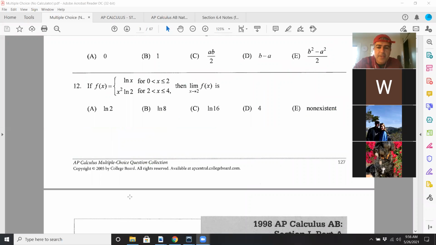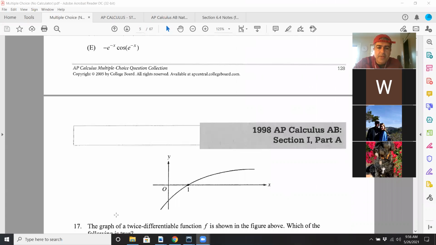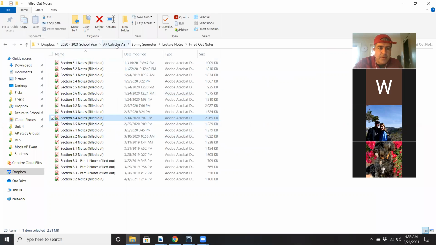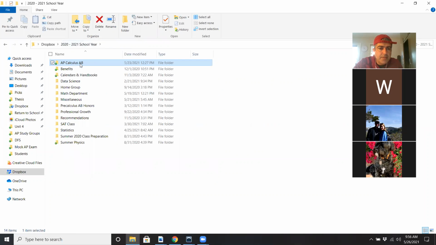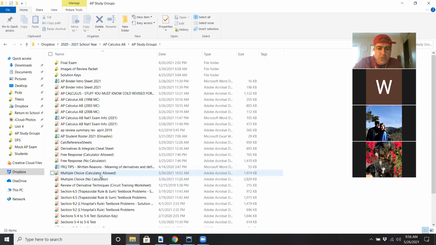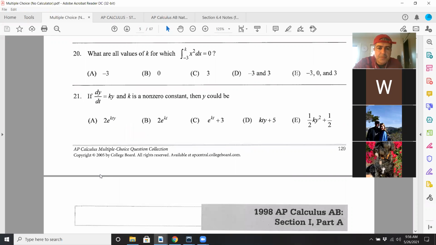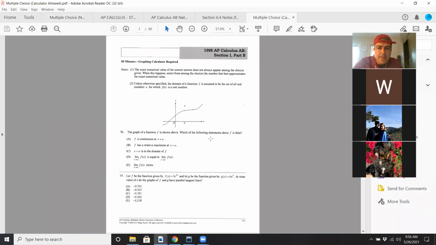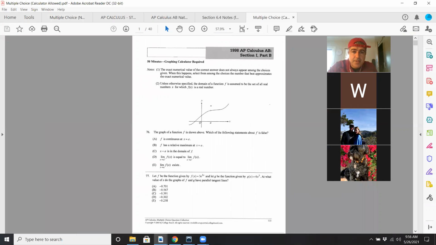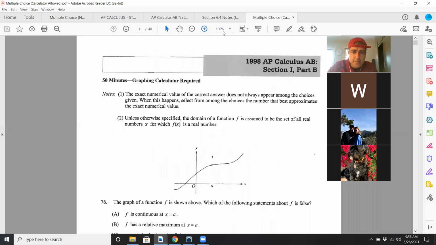Okay, so I think now is a good time to move on to some calculator type questions, because that's always a good thing to do. So you want to open the file that says multiple choice calculator aloud. And we'll start with 1998 as well. Now here you actually get 3 minutes per question. You actually do need to use your graph.